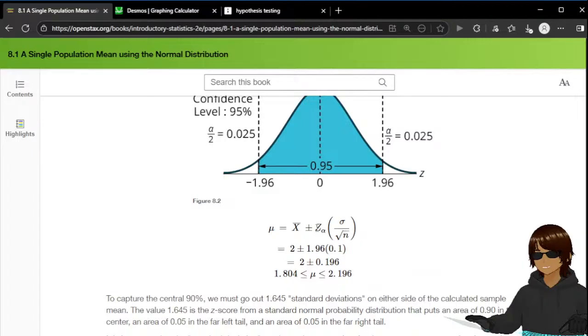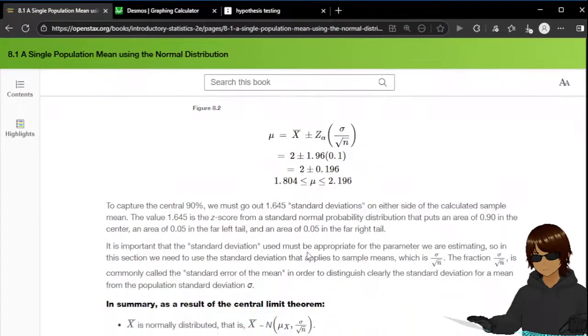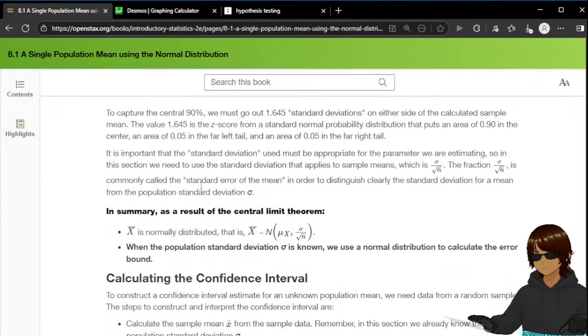So we need to calculate C. It is important that the standard deviation must be appropriate for the parameter we are estimating. So in this section, we need to use the standard deviation that applies to sample means, which is sigma over root n. The fraction sigma over root n is commonly called the standard error of the mean, in order to distinguish clearly the standard deviation for a mean from a population standard deviation.